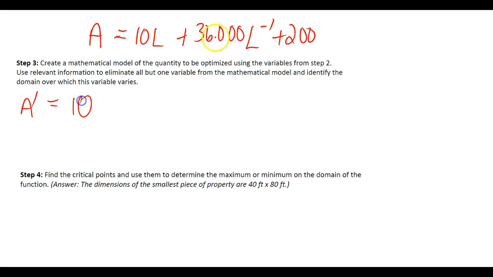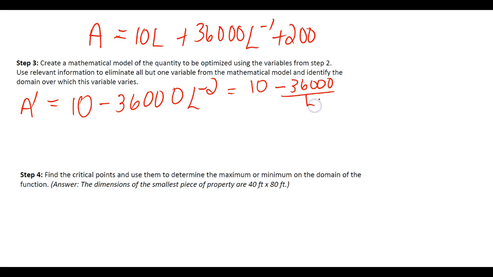So it's 10 minus 36,000 L to the negative 2, and then the 200 is 0 when we take the derivative. So this is what we have, and I can rewrite it like this: 10 minus 36,000 over L squared. And that equals 0 for our critical point.